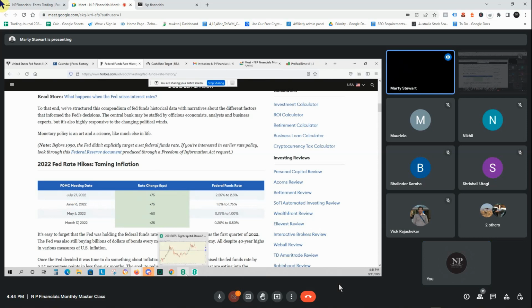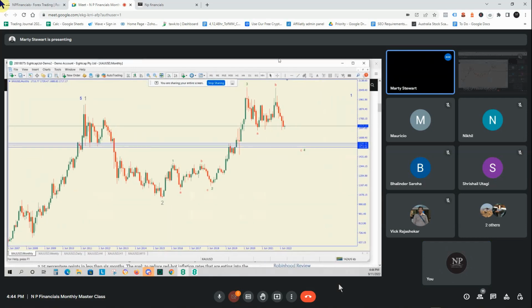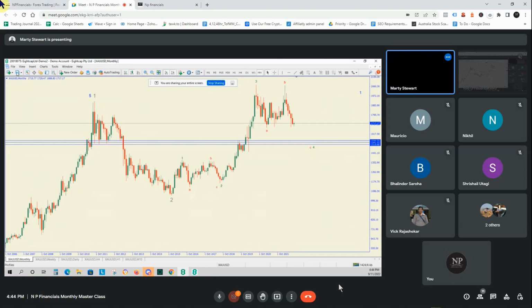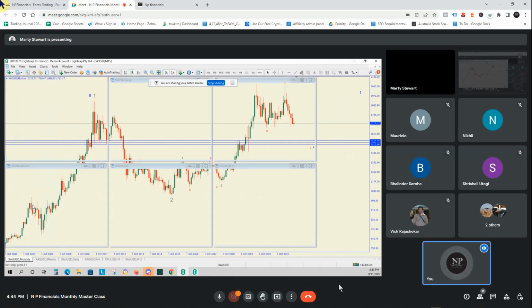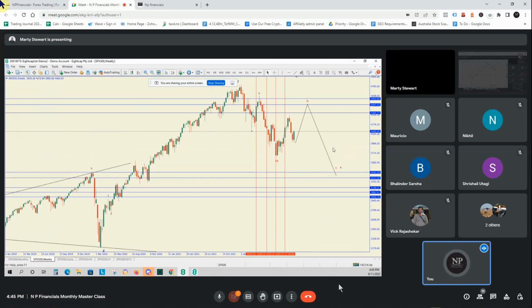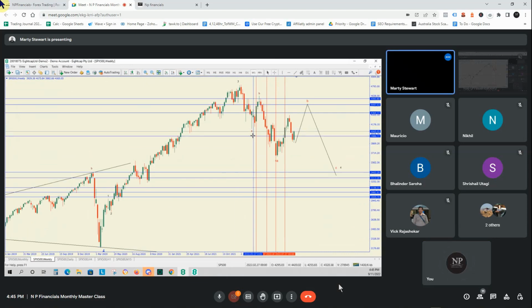So then when we come, let me put it on our chart. Minus, yeah, thank you. Okay, so this was our first interest rate hike. This is our second interest rate hike. This is our third. This is the most recent one here.